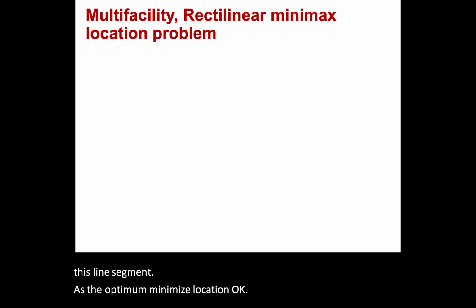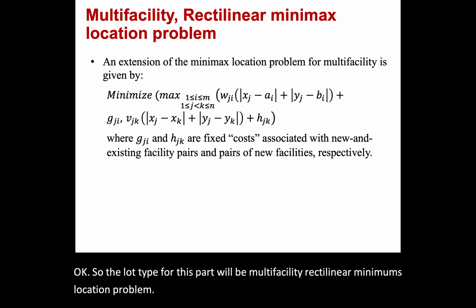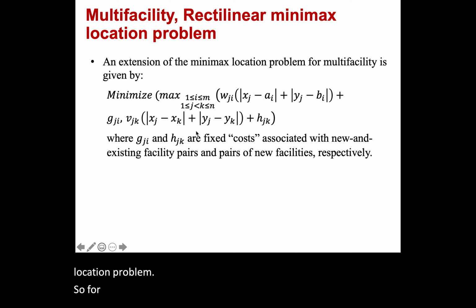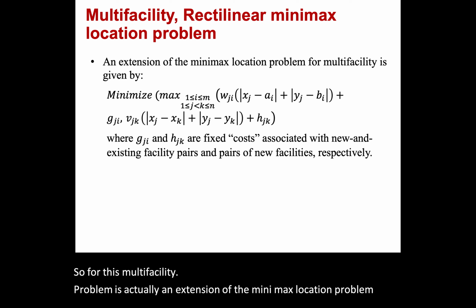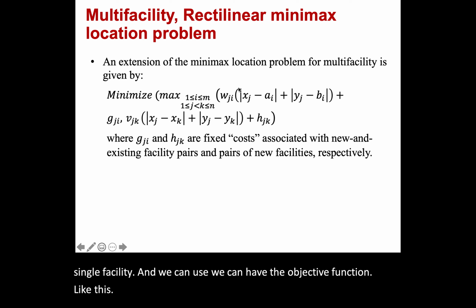Okay. So the topic for this part will be the multi-facility rectilinear minimax location problem. This multi-facility problem is actually an extension of the minimax location problem for a single facility, and we can have the objective function like this.